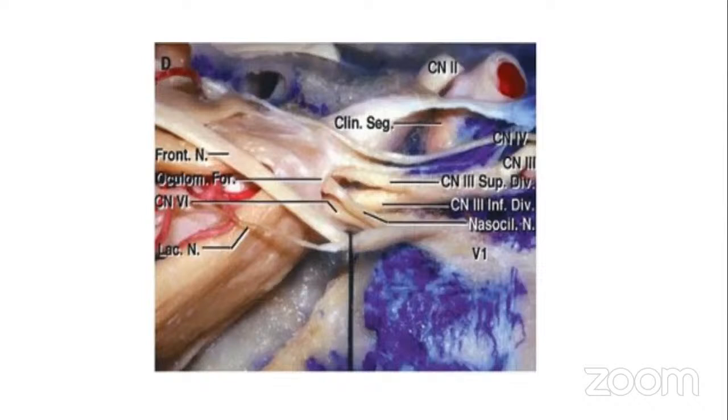Okay, so here is the annular ligament, basically the foramen, in which the annular tendon travels. The superior division of cranial nerve 3 travels within it, and the trochlear nerve. Here's the superior division of cranial nerve 3 and the inferior division traveling in the oculomotor foramen, while cranial nerve 6, the abducens nerve, also travels within it. Here's the lacrimal nerve, and here's the frontal nerve.